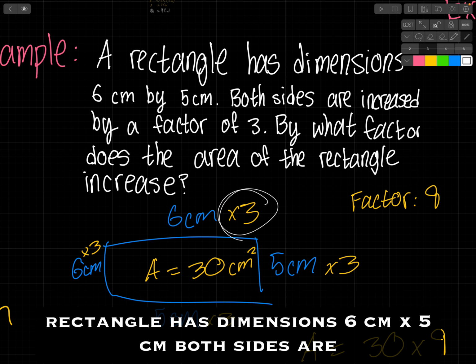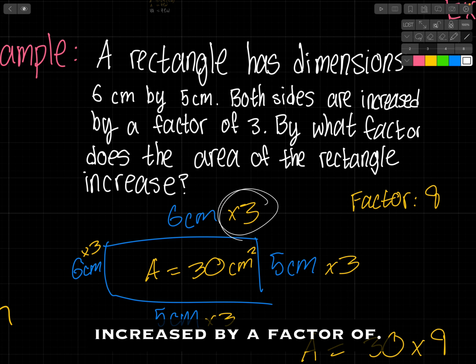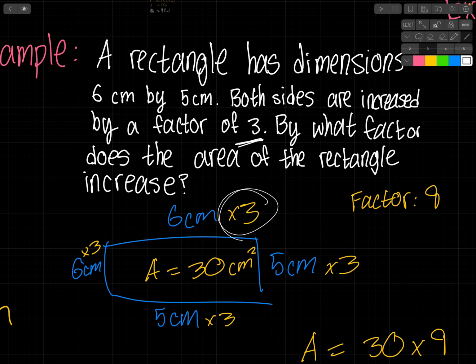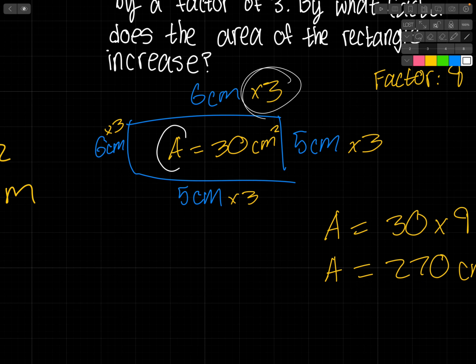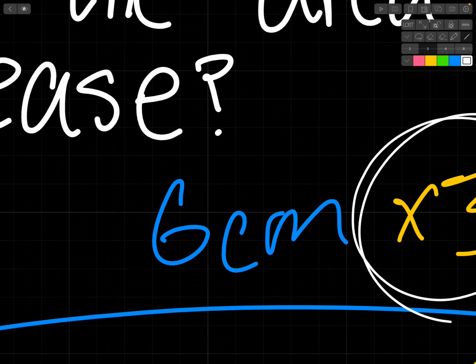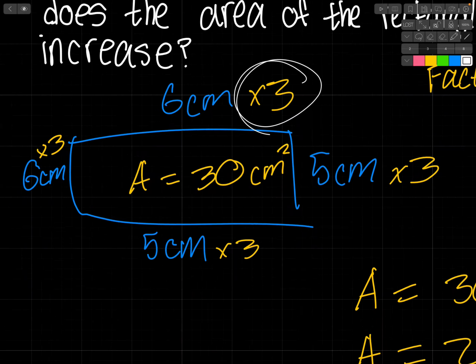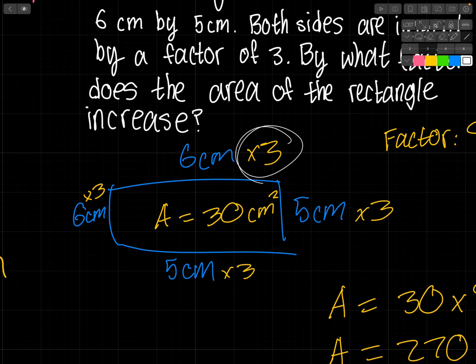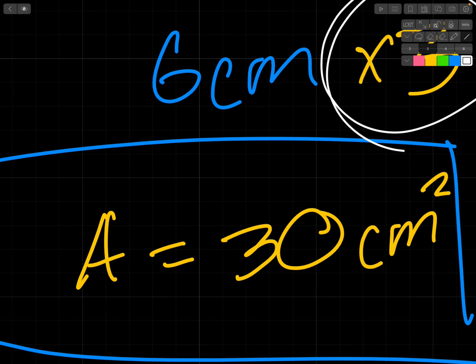A rectangle has dimensions 6 centimeters by 5 centimeters. Both sides are increased by a factor of 3. By what factor does the area of the rectangle increase? So here we're looking at area. We have drawn the diagram in blue, 6 centimeters by 5 centimeters. And area is length times width, 6 times 5, that's 30. So area is 30 square centimeters.